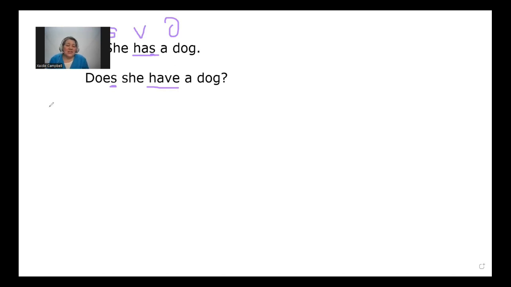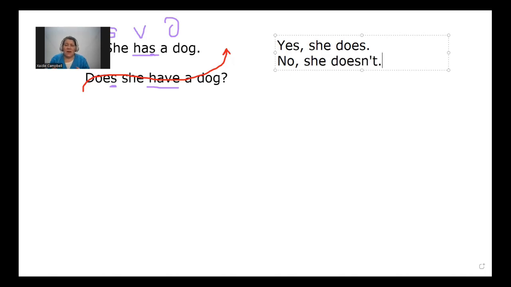When we ask this question, our voice will go up. Does she have a dog? When you hear a question and the voice goes up, you know the answer is either yes or no. Does she have a dog? Yes, she does. No, she doesn't. Okay? Notice that the answer here is the same verb that I asked the question with. Does she have a dog? Yes, she does. No, she doesn't. Okay?